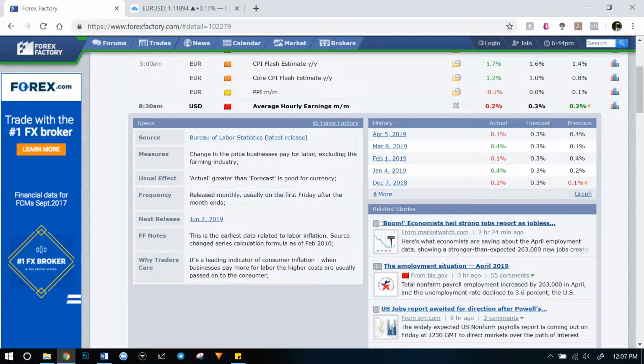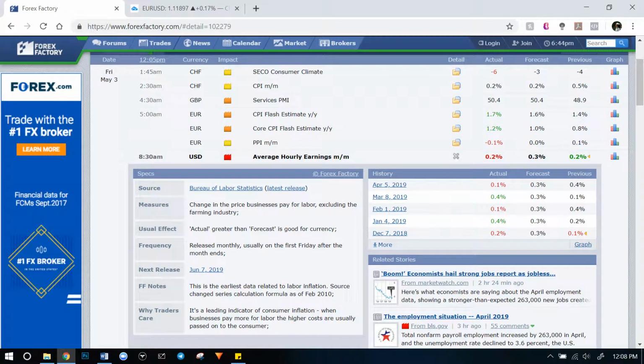Frequency, we're not that worried about the frequency. And then this is the earliest data released related to labor inflation. Why traders care? So what we are looking for is the usual effect and why traders care. It says this is a leading indicator of consumer inflation. When businesses pay more for labor, the higher costs are usually passed to the consumer.